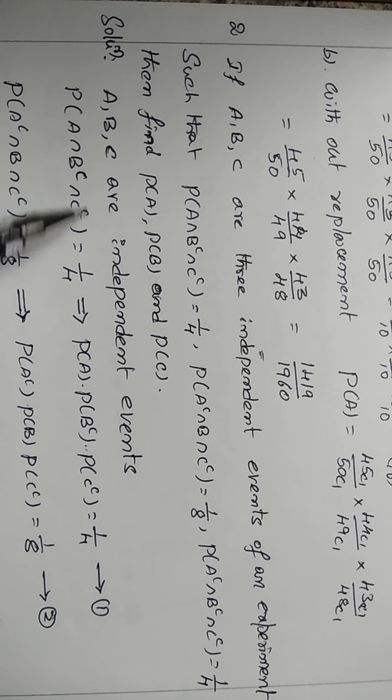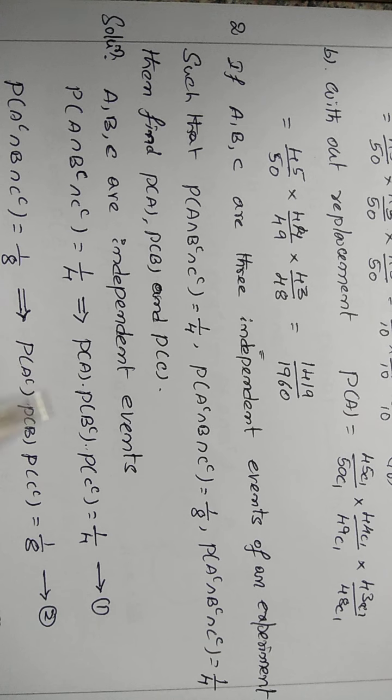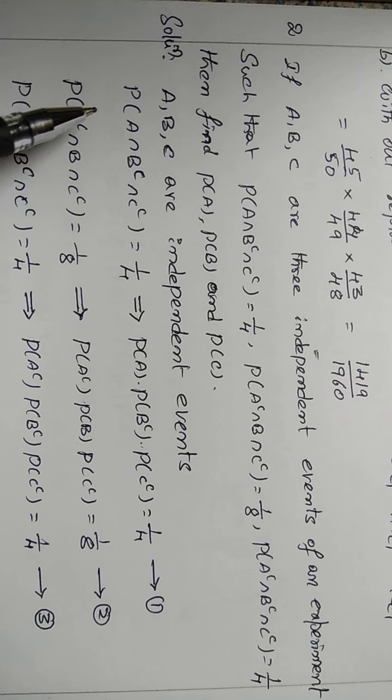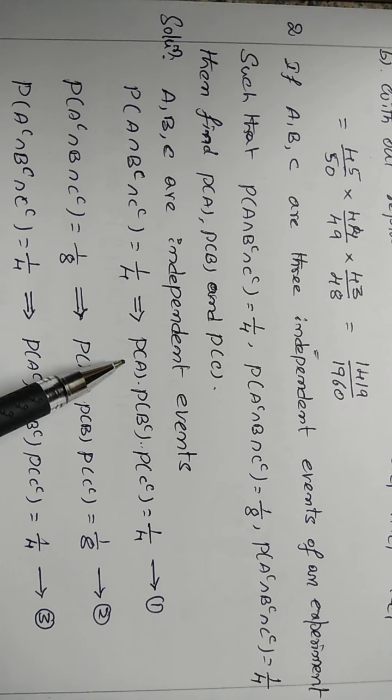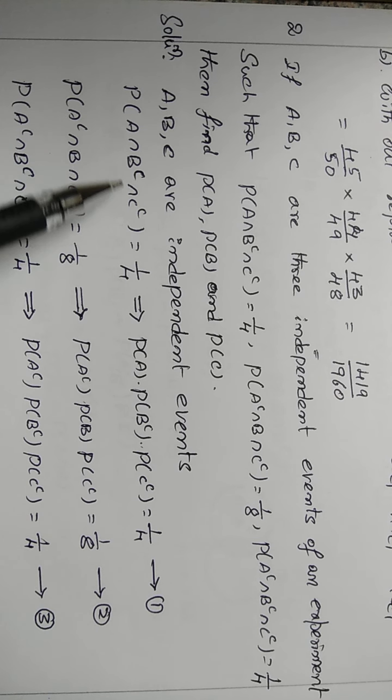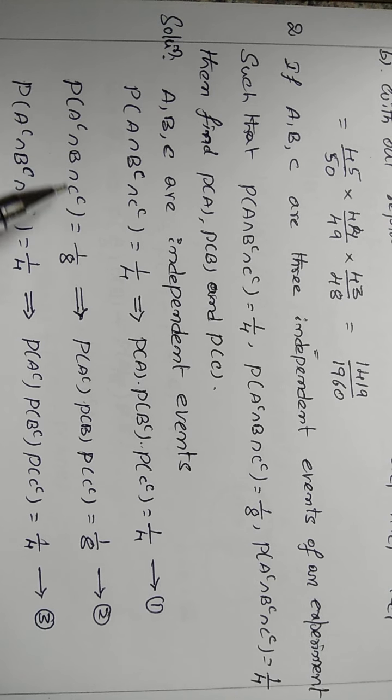Solution. A, B, C are independent events. That means P of A intersection B is equal to P of A into P of B. Already we know that. By using that condition, P of A intersection B complement intersection C complement is equal to 1 by 4. That implies P of A into P of B complement into P of C complement is equal to 1 by 4. Equation number 1. Second one, P of A complement intersection B intersection C complement is equal to 1 by 8. That implies, same formula, P of A complement into P of B into P of C complement is equal to 1 by 8. Equation number 2.